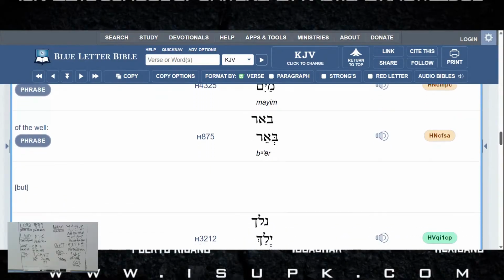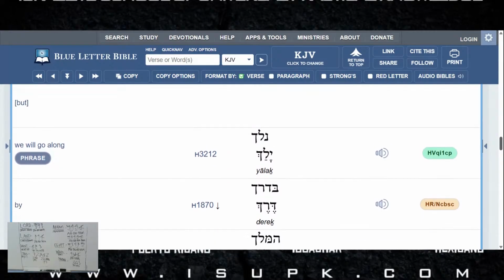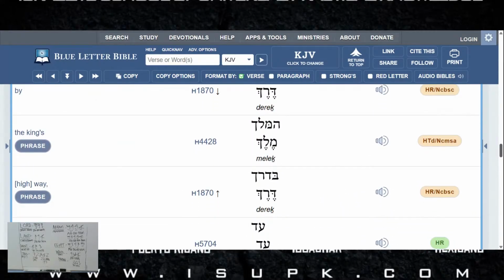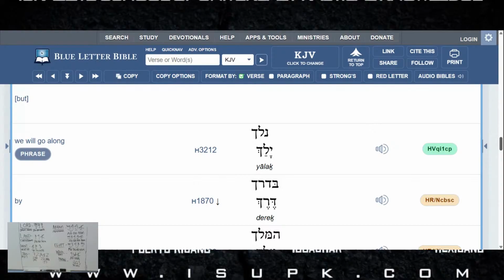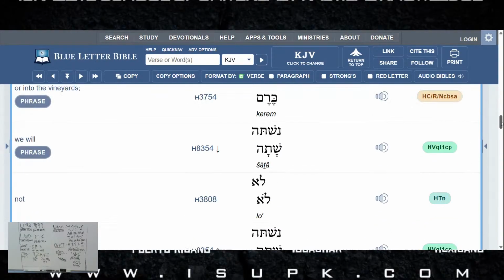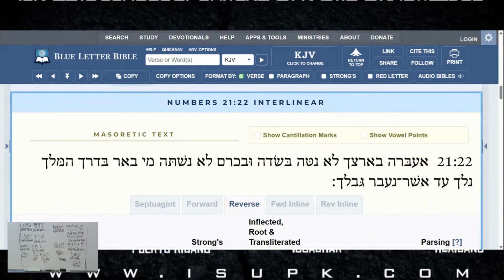Mayum R of the well. Okay, but so they didn't have that there. There's no arrow to say that comes last. Oh, okay, highway. Okay, all right. So they didn't have it. It wasn't written as normally as we would say it. But Nalak, we will go, is after this, right? It's saying we won't stop by the well, by the king's highway, we will go.